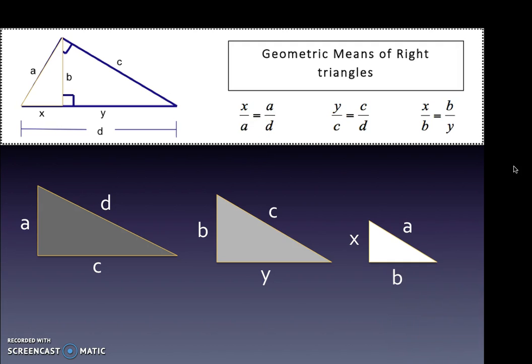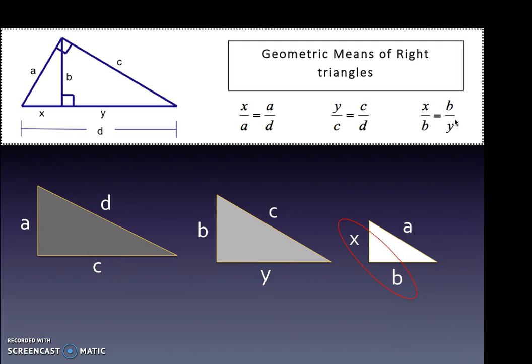So the first one will be x over a, and that's going to be a over d. So it's the small triangle to the big triangle. The next one that we have written here is y over c equals c over d. So this is the medium triangle to the big triangle.